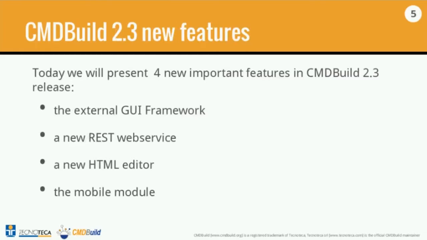So today we will talk about 4 new important features we developed in the CMDBuild 2.3 release, which are the external GUI framework, a new REST web service, a new HTML editor, and the mobile module, which is probably the most interesting part, but this is why we kept it for last. So save the best for last, as someone says.